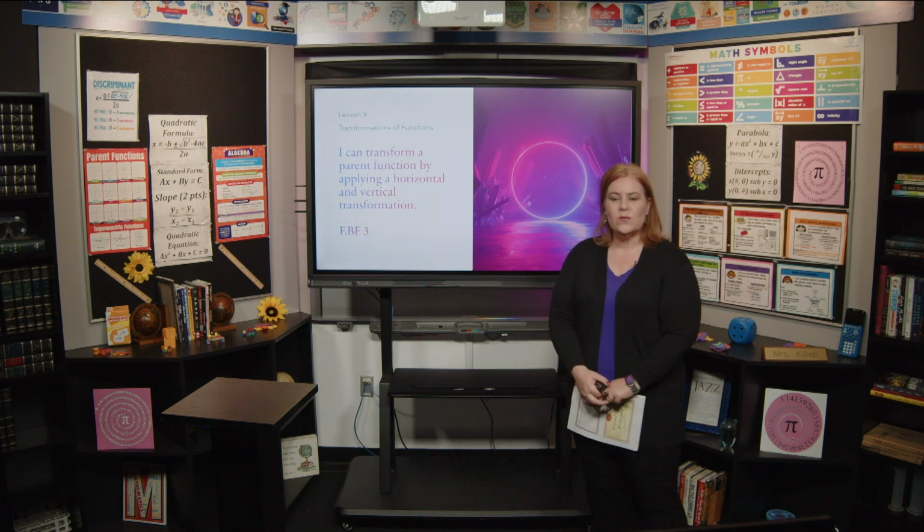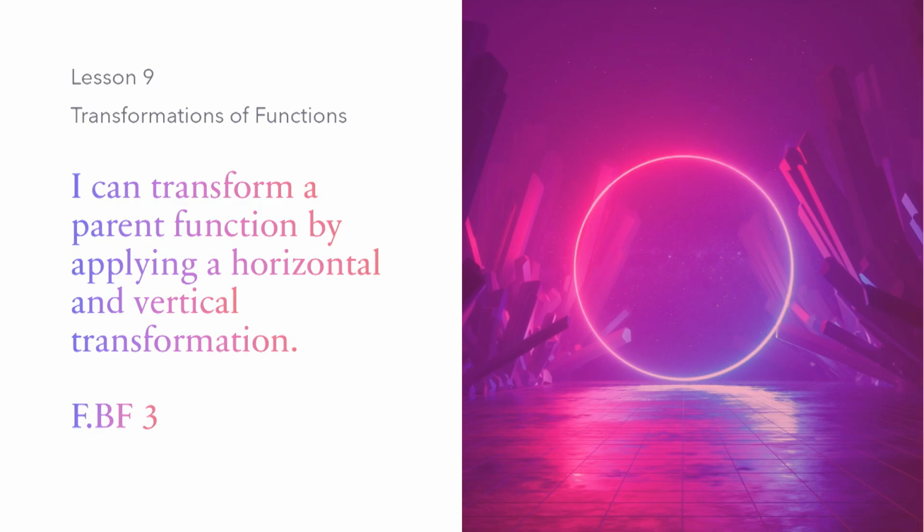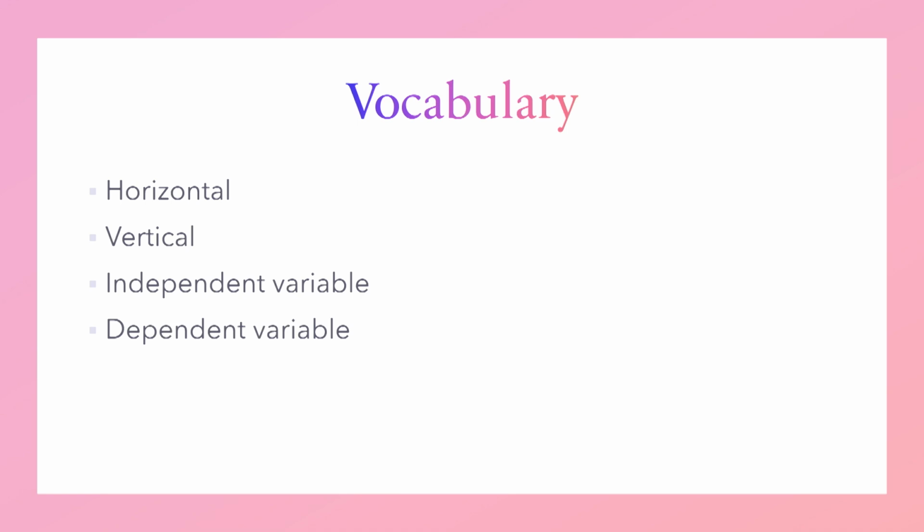We're going to dive into some more Algebra 1. Today we're looking at Lesson 9, which is Transformation of Functions. We're looking at BF3. I can transform a parent function by applying a horizontal and vertical transformation. Now, some more vocab that we need to look at: what horizontal means, what vertical means.